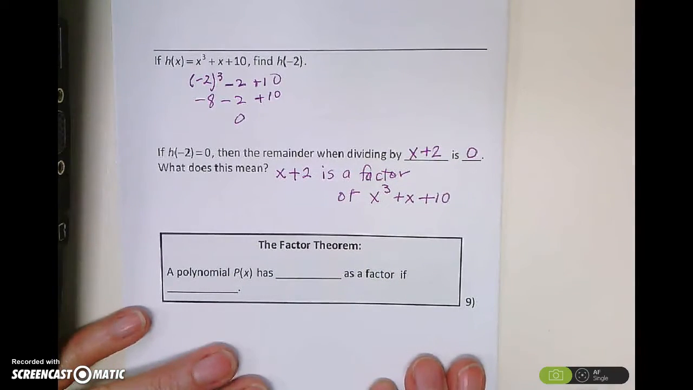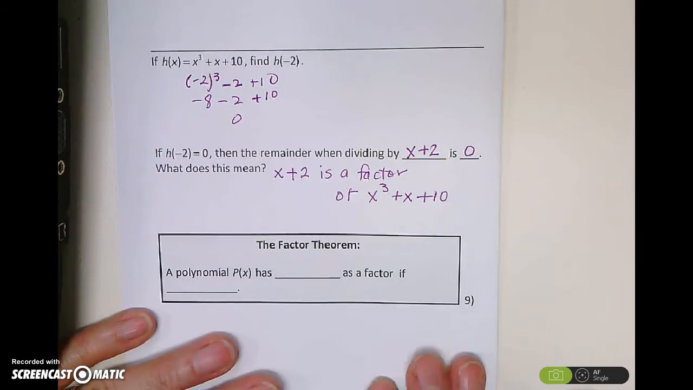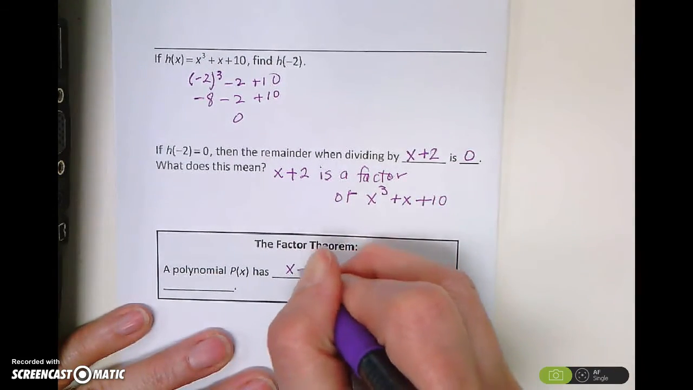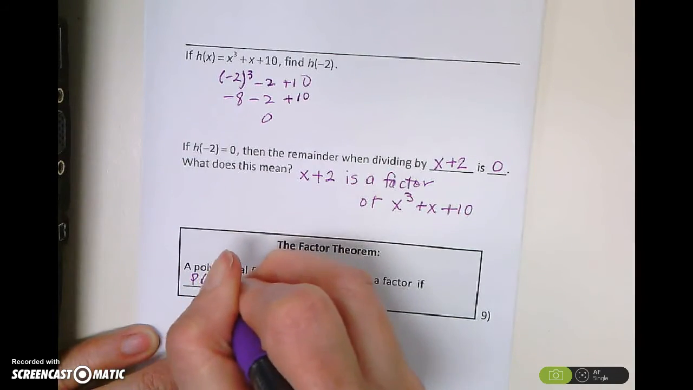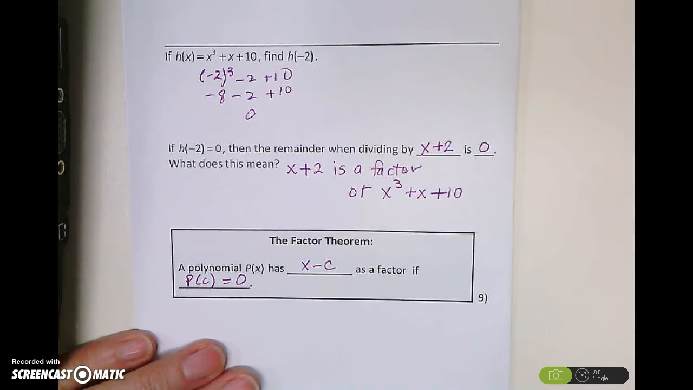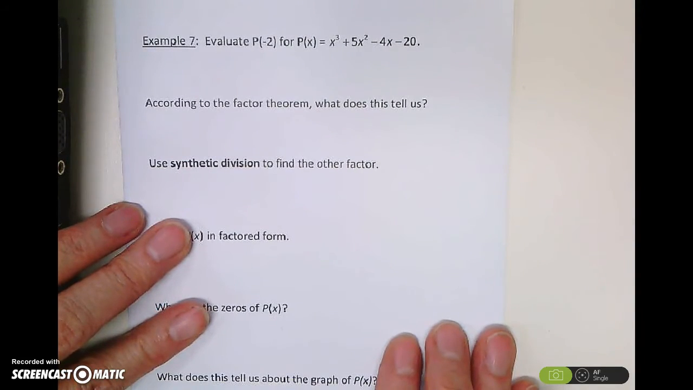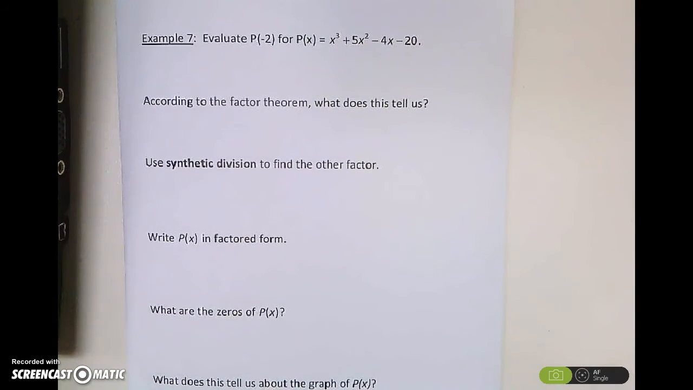So the factor theorem says a polynomial p of x has x minus c as a factor if p of c is equal to 0. So example 7, you know what, I'm going to stop and start again on another video.